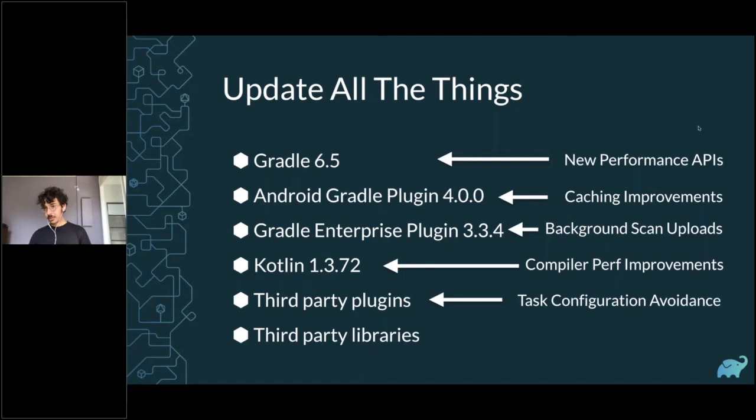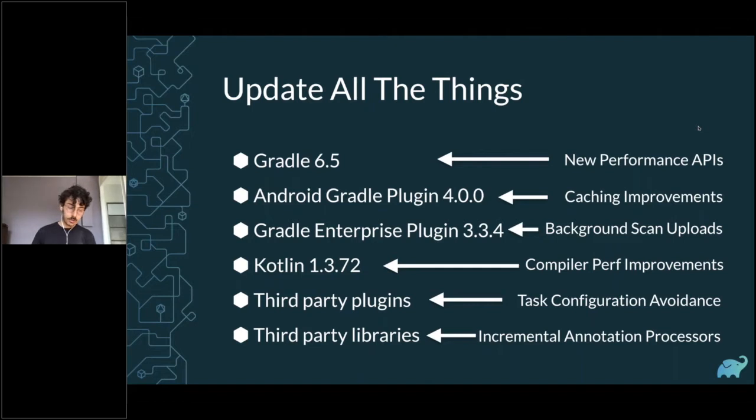Third-party Gradle plugins are also important to update because they use the new task configuration avoidance API, which can improve your configuration time. It's also important to upgrade third-party libraries. A lot of times they include improvements to incremental annotation processors.